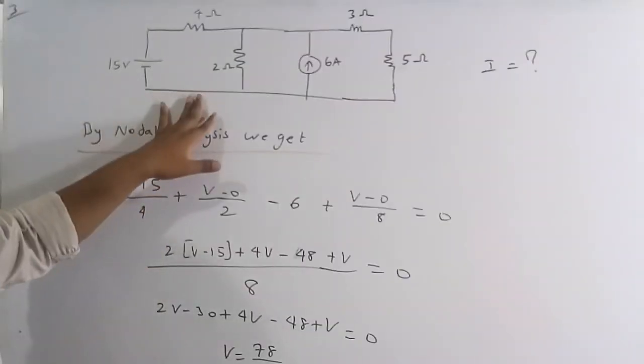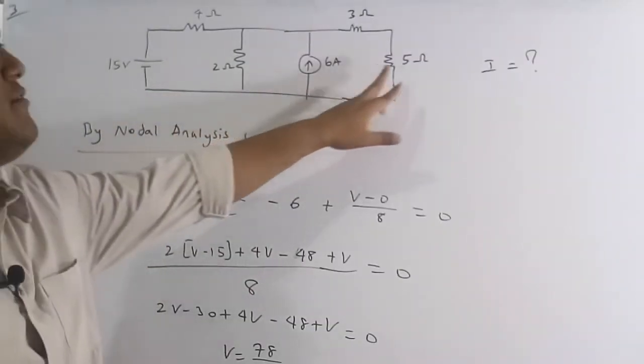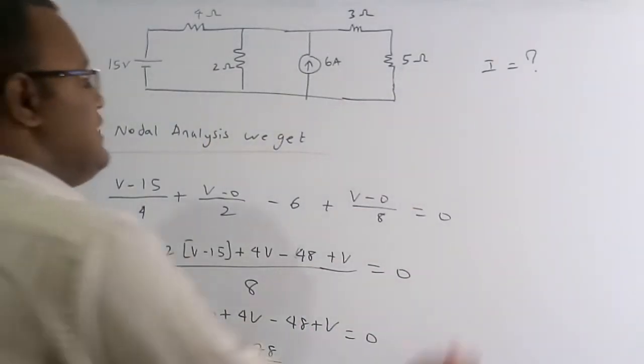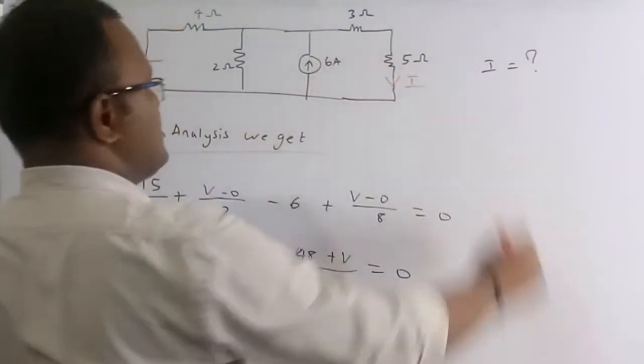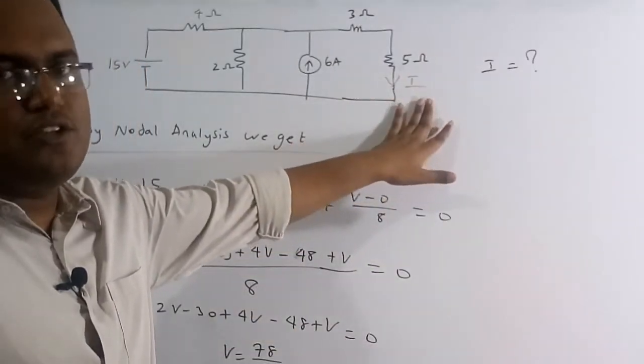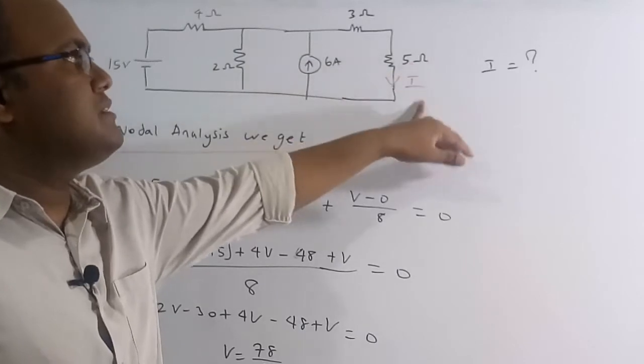So this is a circuit diagram. For the circuit diagram, we need to find the value of the current flowing through this 5 ohm resistor. So let me assume this is the direction of current. Direction is not at all important, since in the question they have not given any direction, only the magnitude we need to figure out. So let me assume the direction in this 5 ohm resistor is downward.